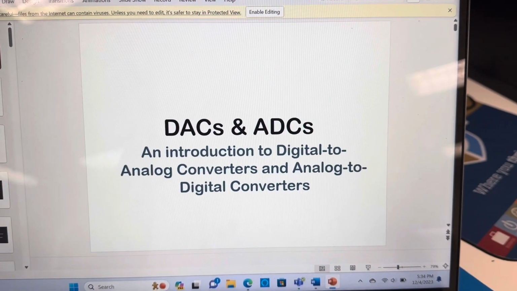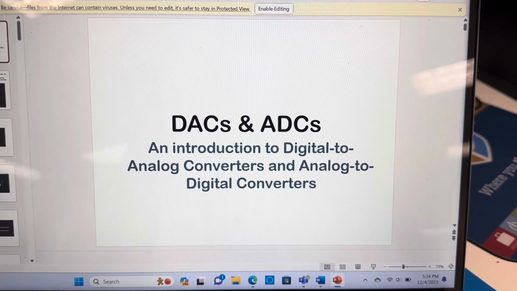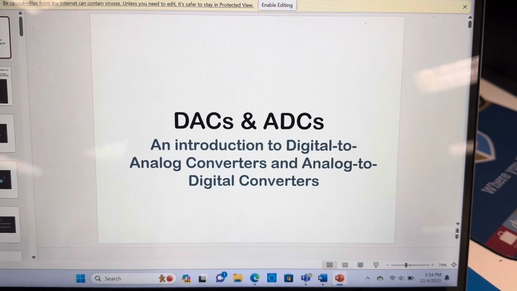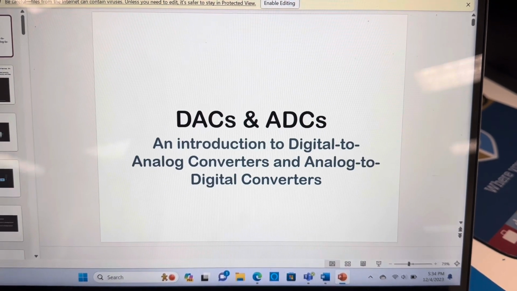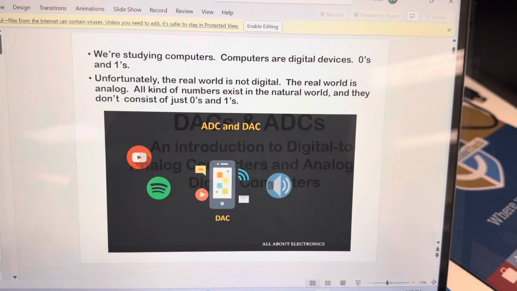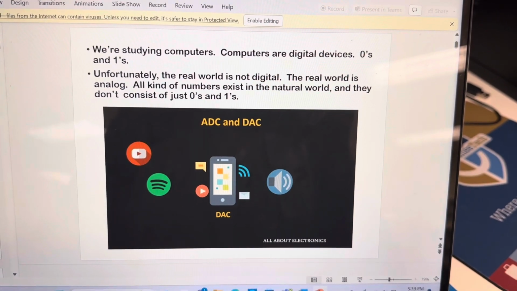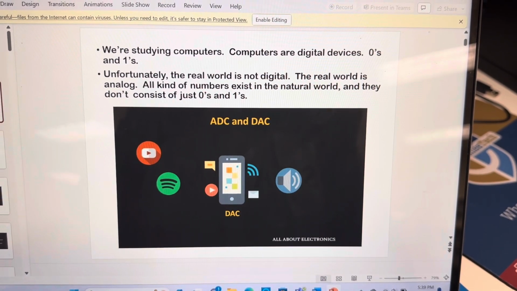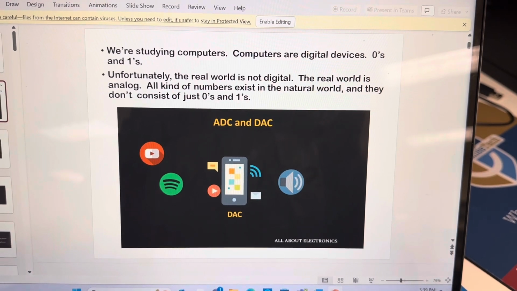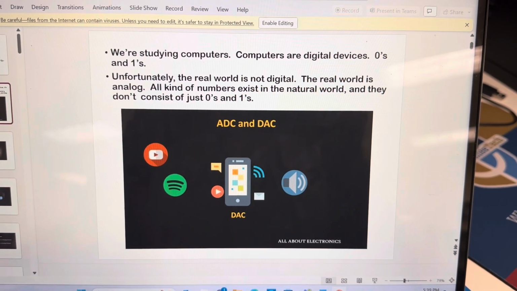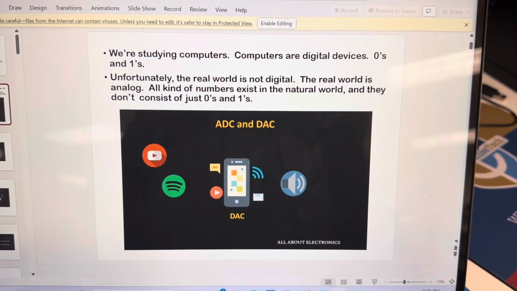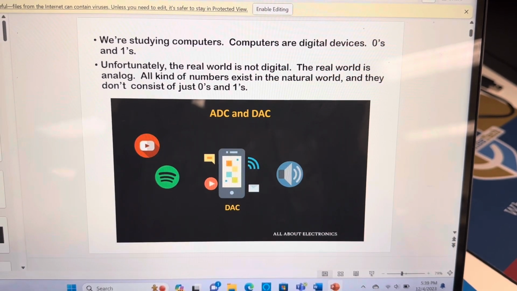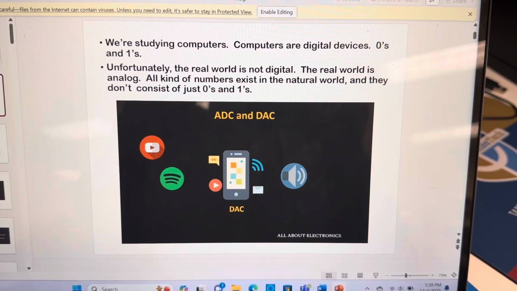This is Group 2's presentation on DACs and ADCs, with a focus on ADCs, also known as analog to digital converters. Computers are digital devices, meaning that they speak in a language known as binary, which is either 0 or 1. In the real world, we don't operate on zeros and ones. So how are we able to communicate from the real world into the digital world? We use ADCs and DACs.